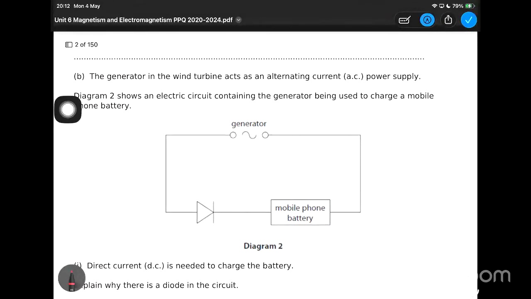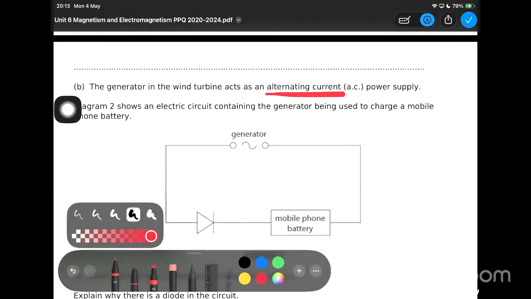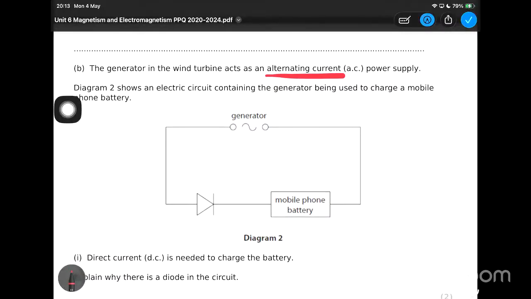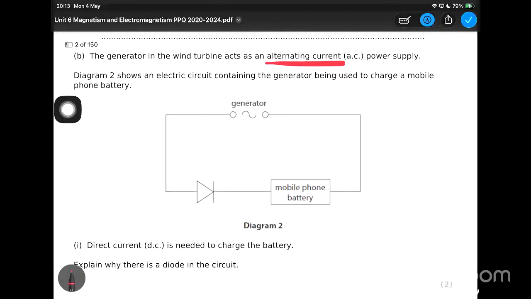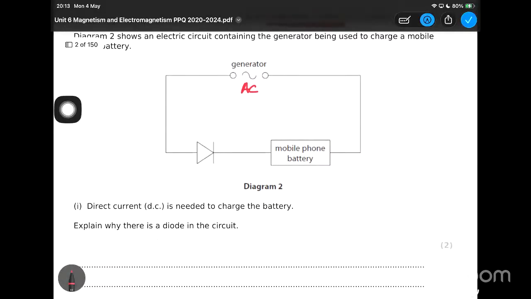And part B: the generator in the wind turbine acts as an alternating current power supply. Alternating means the current moves in both directions, right? Then diagram 2 shows an electric circuit containing the generator being used to charge a mobile phone battery, right? Here the generator is given. This symbol is for the AC power supply. And here you can see there's a diode given, right? And the mobile phone battery is there.